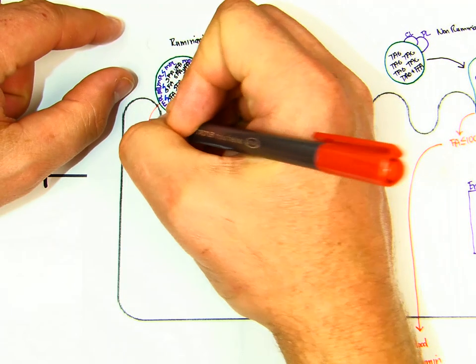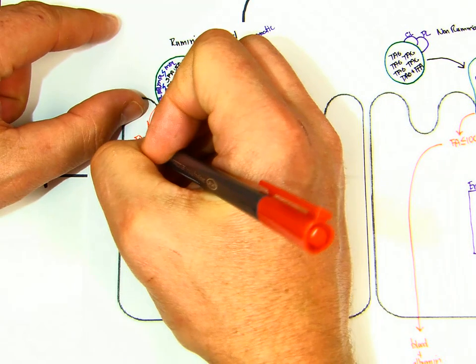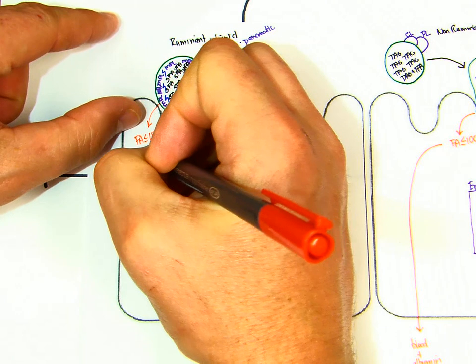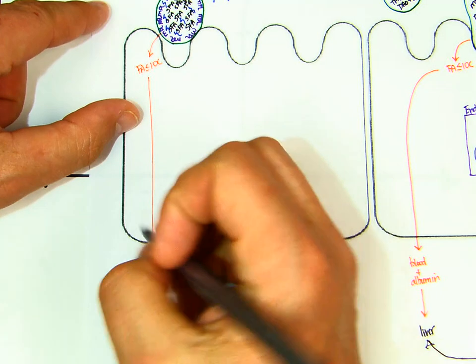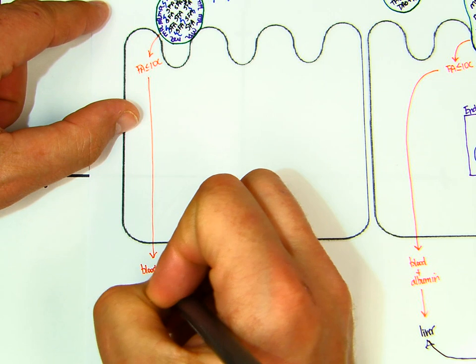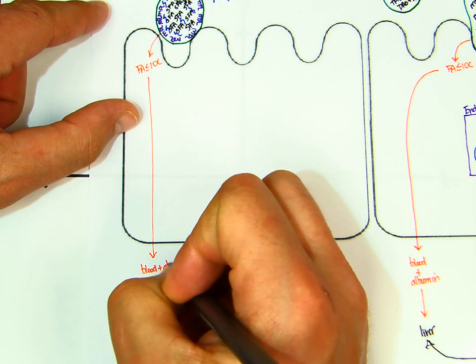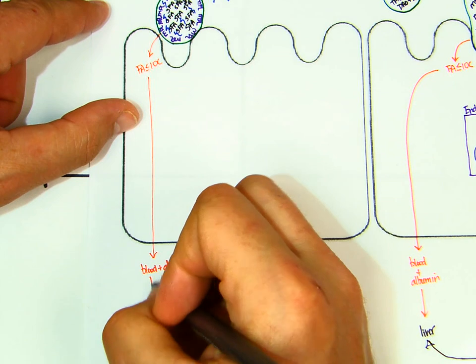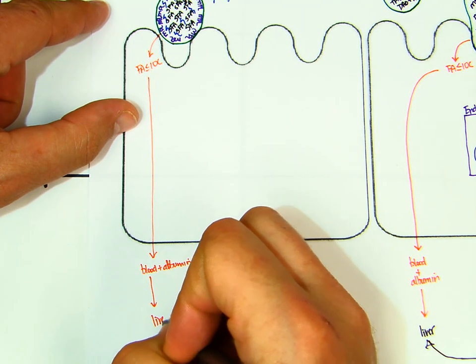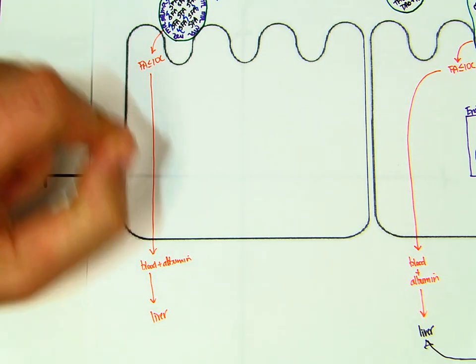Again, as these products are absorbed, fatty acids with less than or equal to 10 carbons go directly through the enterocyte, where in the blood they bind albumin, and then they go to the liver, and then we're cool with them.